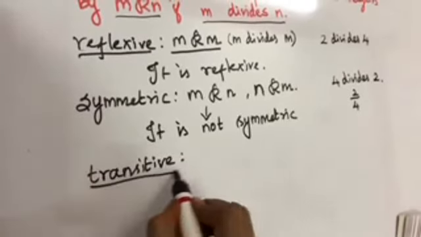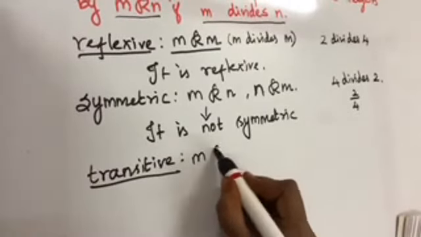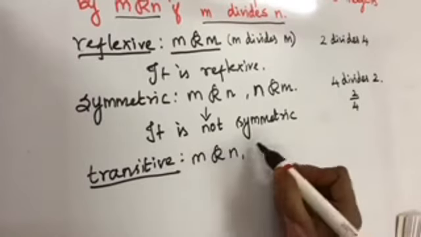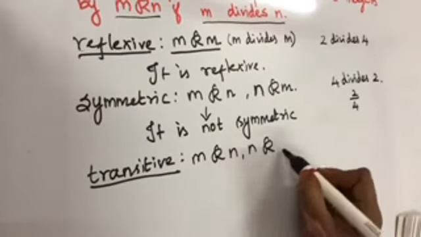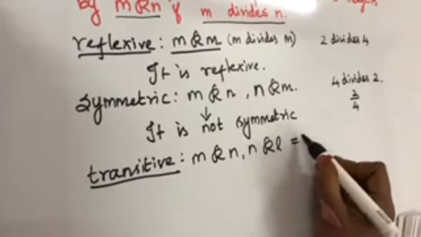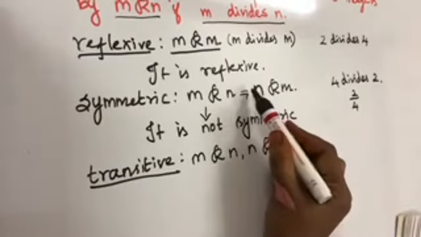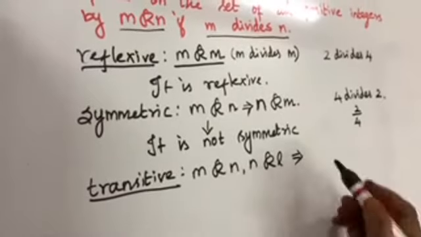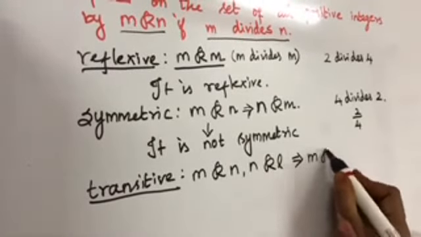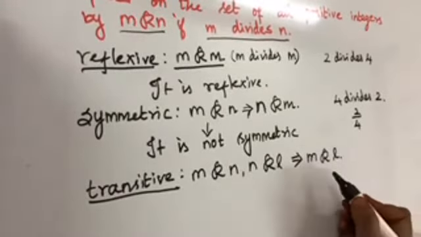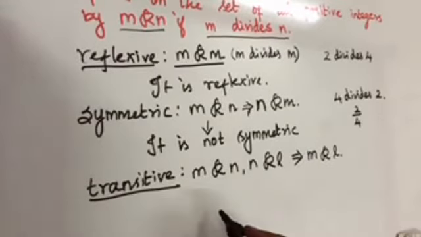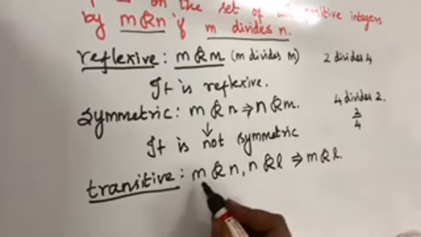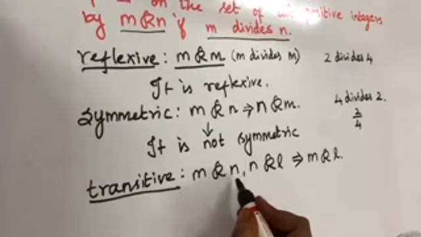To prove this condition, m should be related to n, n is related to L, then we have to prove m is related to L. Okay, with this example, we see this. So m is related to n.